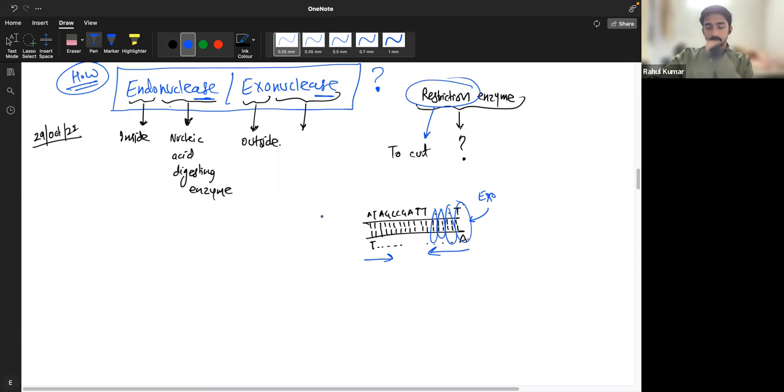But endo is which can cut from anywhere, directly anywhere from the inner regions. Like let's say it can cut CGA directly. So that is endonuclease.